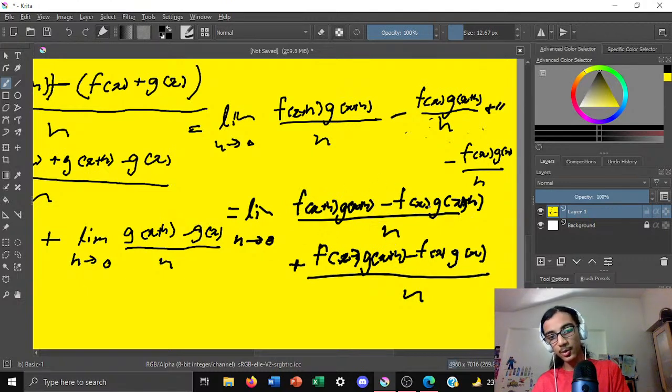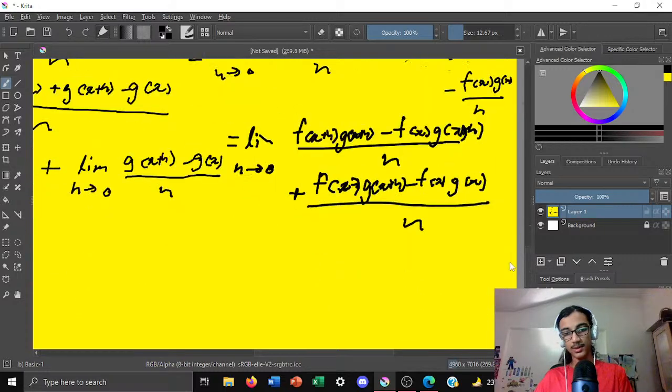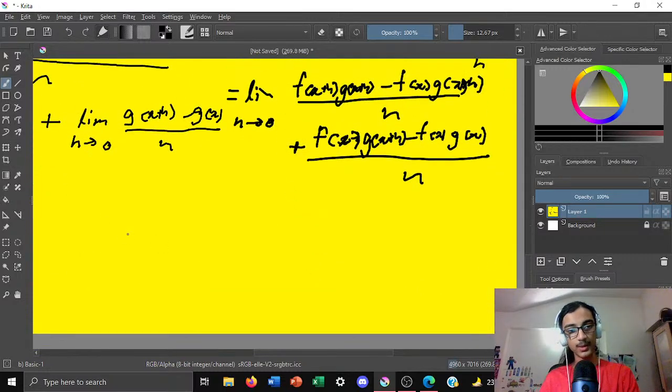And now what I'm going to do is take g of x, because you can see it's within both terms. And here I'm going to take f of x common, because it's there in both terms. So when I do that, you'll see that this is simply equal to the limit as h approaches 0 of, we're taking f of x, g of x plus h common on this side, right?